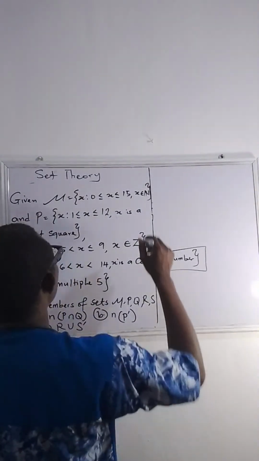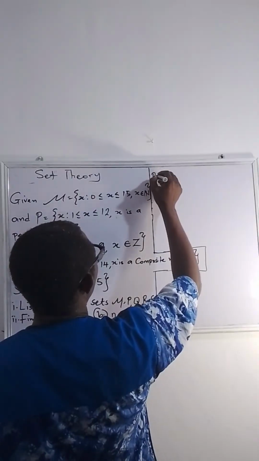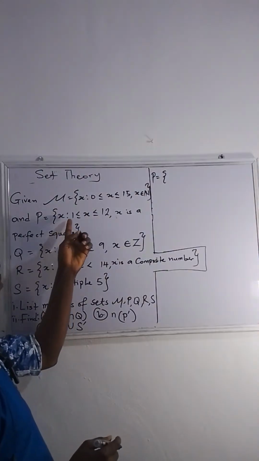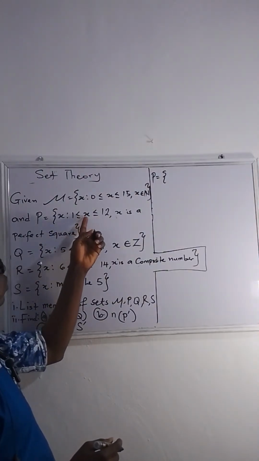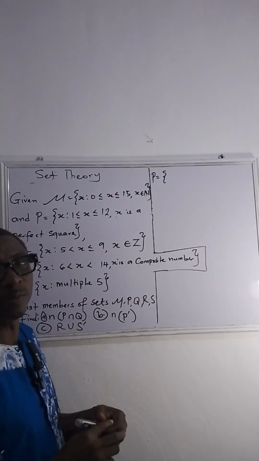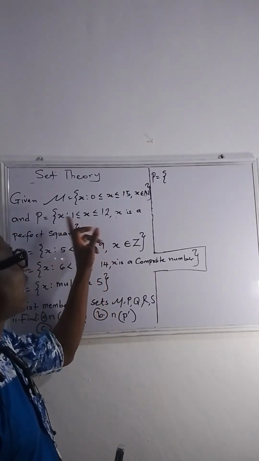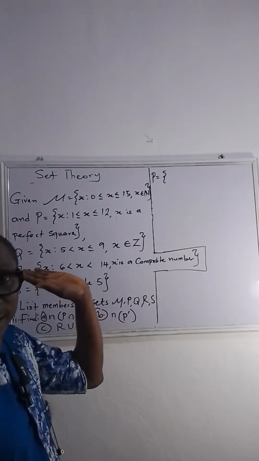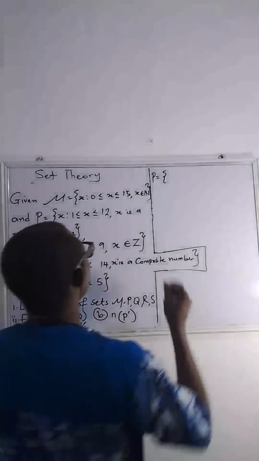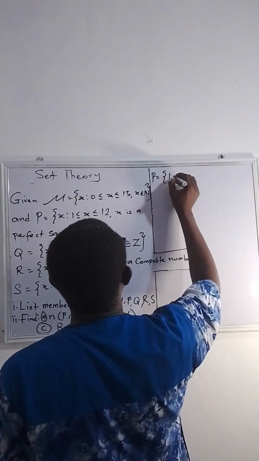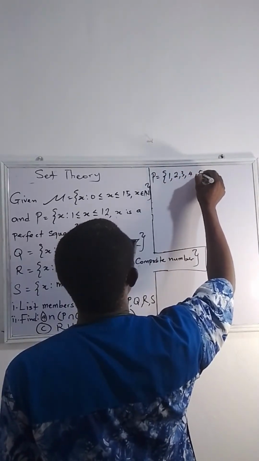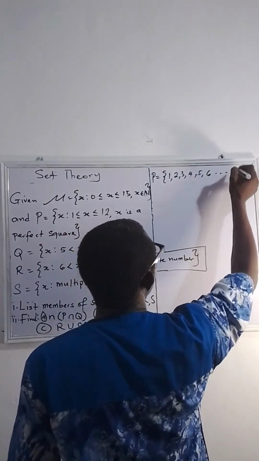So that's the first thing we want to do. Now let's start by listing the first one, P. P is the set of x such that 1 is less than or equal to x and x is less than or equal to 12. So we want to list those elements that are equal to 1 or greater than 1 and also less than or equal to 12. They are 1, 2, 3, 4, 5, 6, and so on.